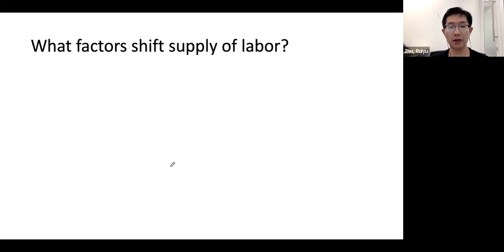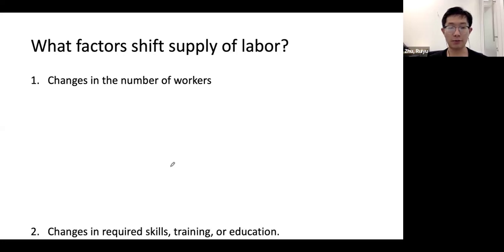Similarly, we can consider what factors will shift the supply of labor. First, changes in the number of workers. Suppose we have a higher population or more immigrants, right? In that case, there will be more people who are willing to work. So that will be an increase in the labor supply.